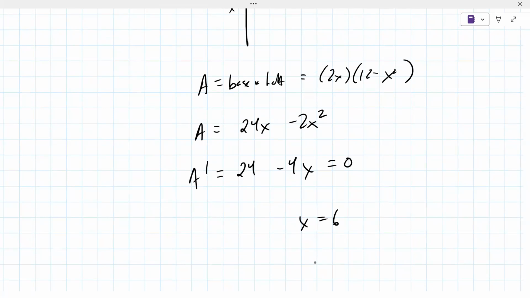Now, do you guys have to show that that's a min or max, either with the first or second derivative test, or you're just good to use it? I don't think so. Okay.